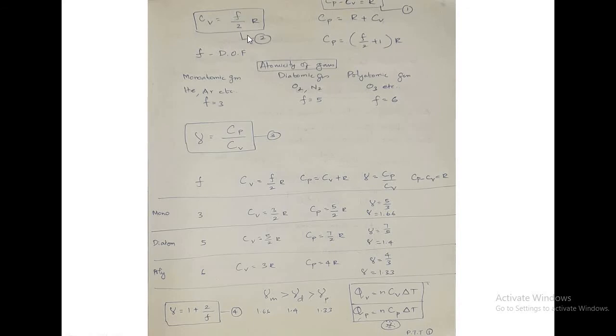F is nothing but the degree of freedom. We will discuss degrees of freedom later. For any atomicity of gases, the value of F is defined. For example, for monoatomic gases F is equal to 3, for diatomic gases F is equal to 5, and for polyatomic gases F is equal to 6. One more relation is that gamma is equal to the ratio of heat capacity at constant pressure to that at constant volume.